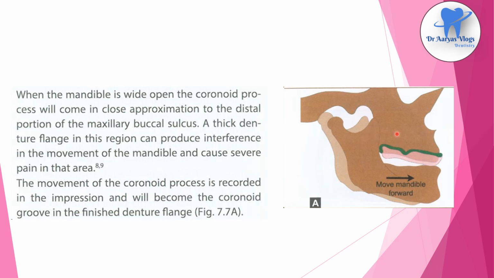In this region, if there is a thick denture flange, it can produce interference in the movement of the mandible and cause severe pain in that area. This movement of the coronoid process is recorded in the impression and will become the coronoid groove in the finished denture flange. This is the coronoid groove.